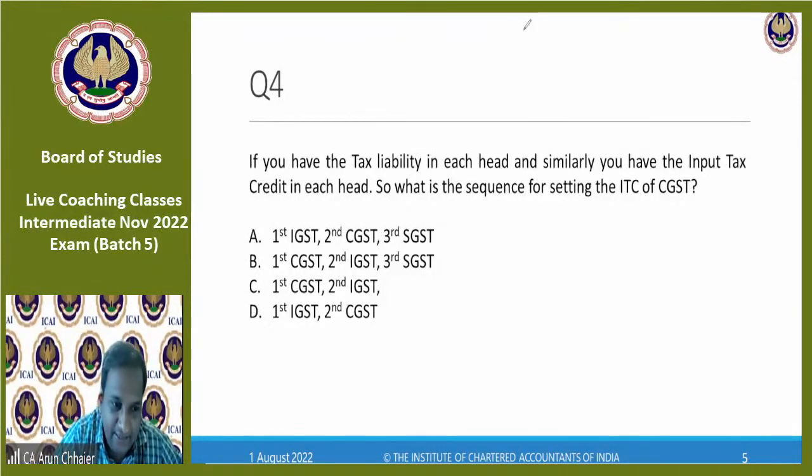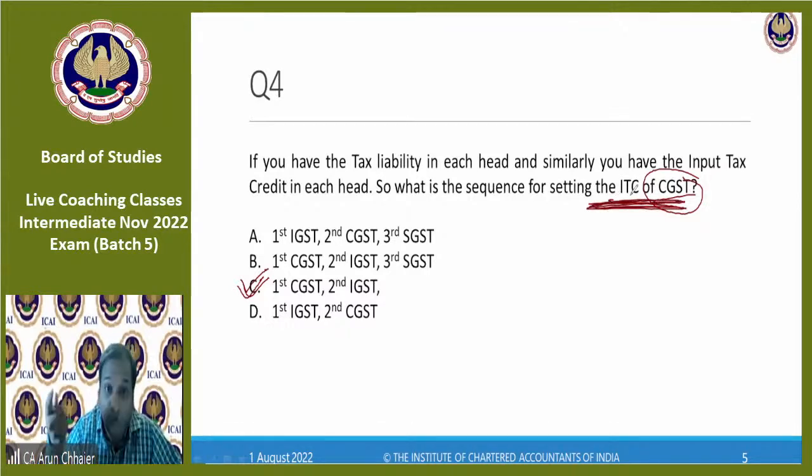CGST ITC, the correct answer is C. Because if the CGST has some ITC and CGST has some tax liability, I'm asking how the ITC of C will be distributed. It will first go to C, then to I. You are giving the answer according to the CGST tax liability.